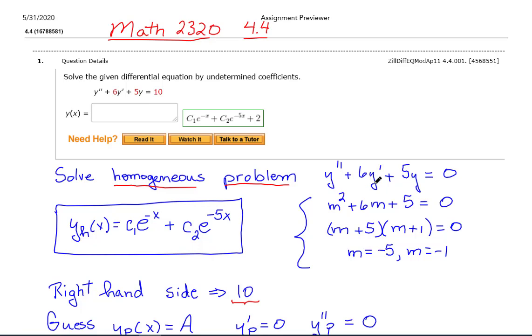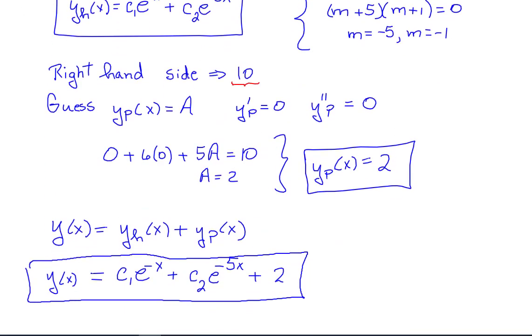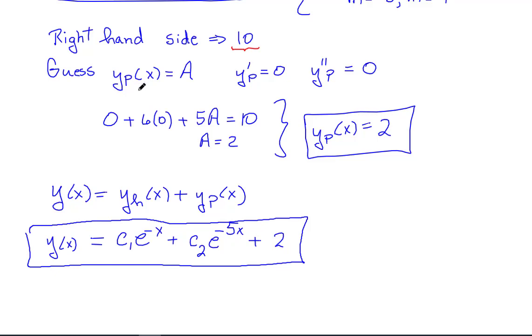So y double prime plus 6y prime plus 5y equals 0. So I form my quadratic equation, factor it. I get two distinct real roots. And so my homogeneous solution is C1 e to the minus x plus C2 e to the minus 5x. My right-hand side is a constant. Alright, so since that is the case, I make a guess. I make a guess that my particular solution is some kind of a constant.